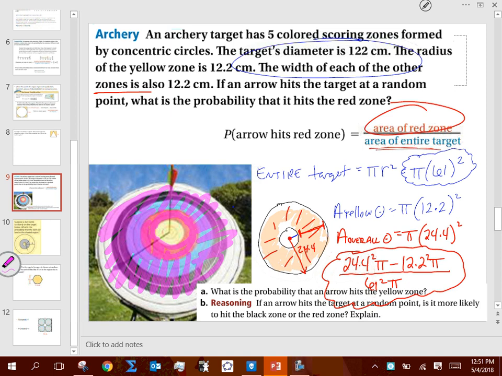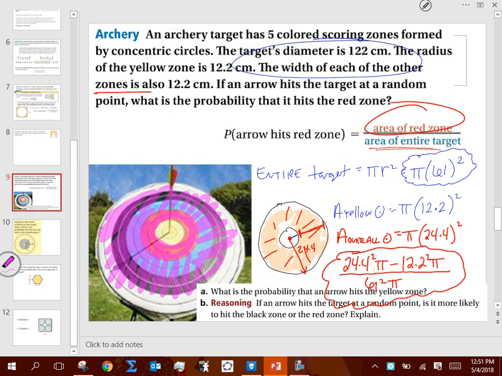But not hitting yellow, is that the same thing as 1 minus probability of hitting yellow? So you see how that might be easier? Because that only involves having to find the area of the yellow and not having to find the area of the total minus the yellow. Does that make sense, everybody? So that complement idea should be an efficiency tool for us at some point in some of our questions.